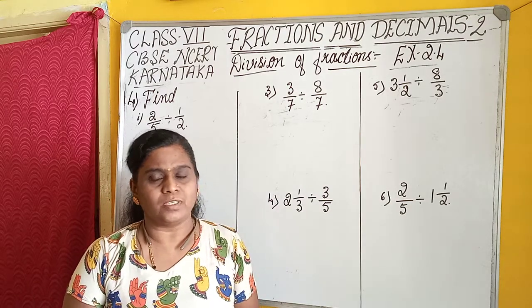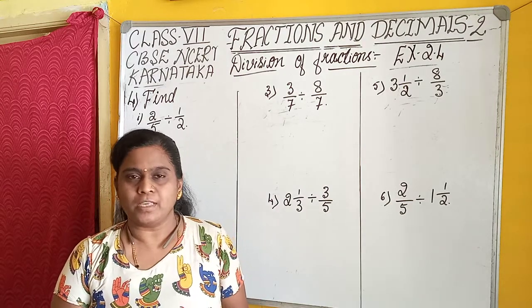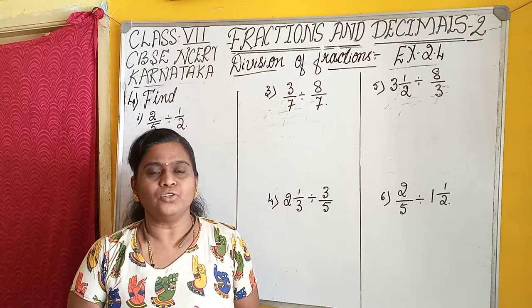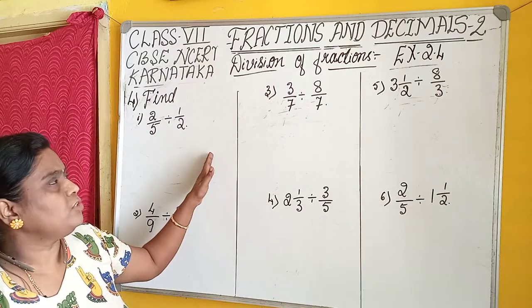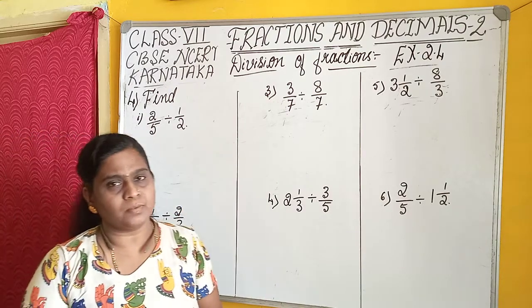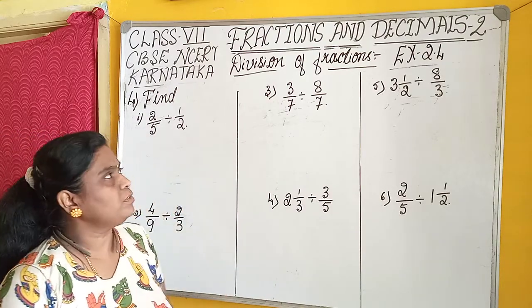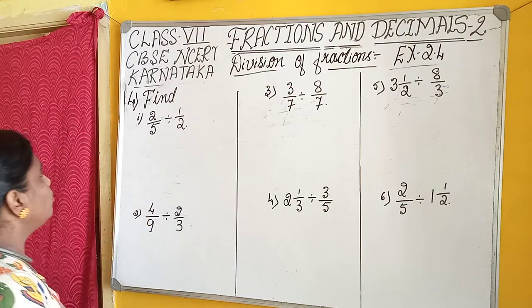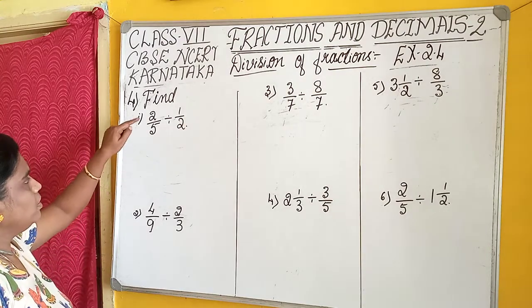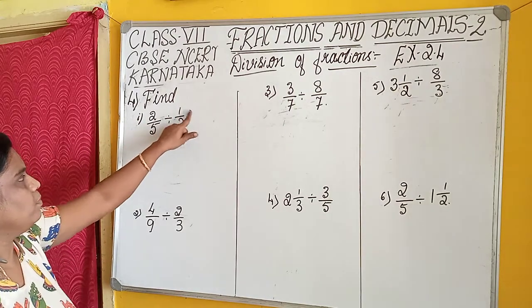It's a class for 7th standard students, CBSE, NCERT and also for Karnataka state students. In this, chapter 2 is fractions and decimals. In that, the division of fractions, exercise 2.4, the last line, that is nothing but the fourth line. Find 2 by 5 divided by 1 by 2.